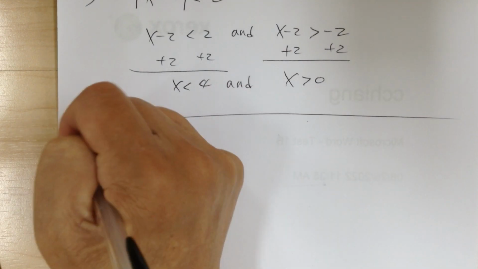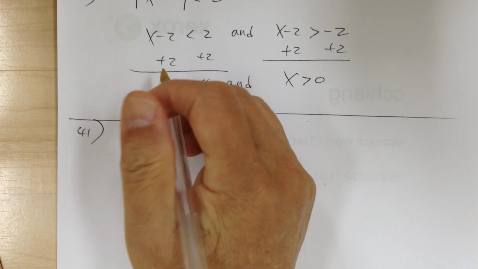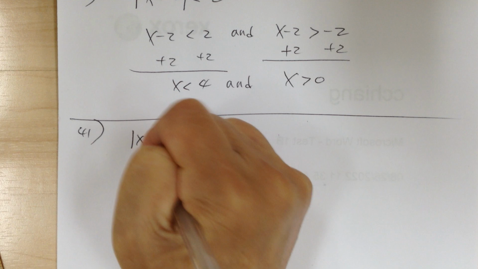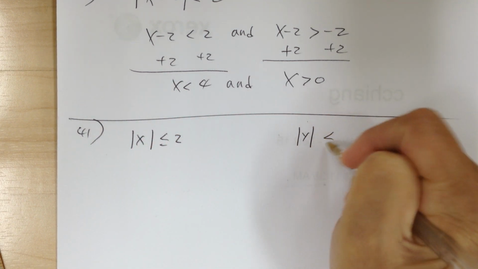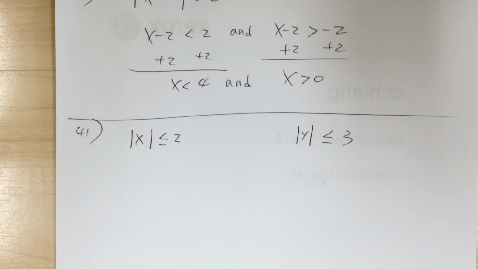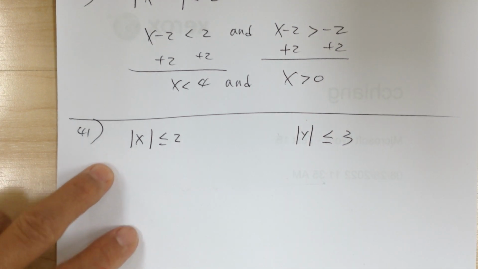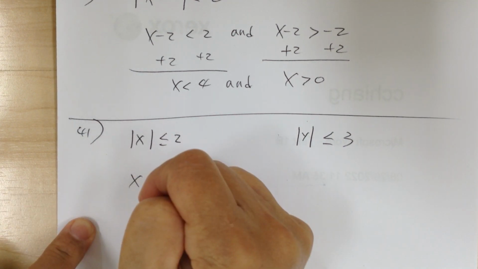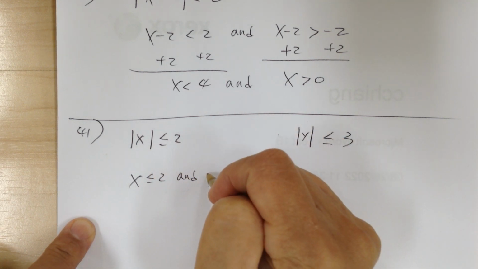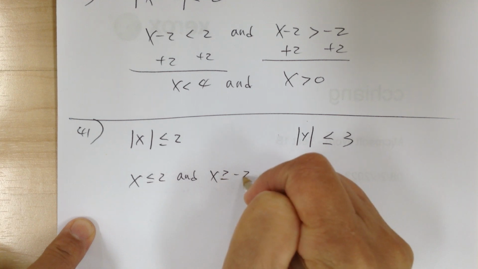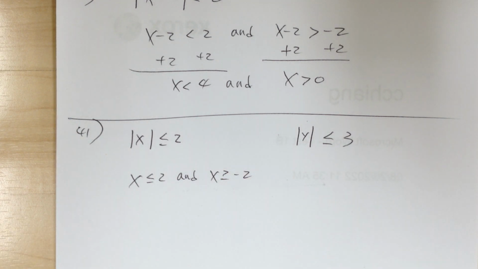Let's go to number 41. You've got the absolute value of x is less than or equal to 2, and the absolute value of y is less than or equal to 3. Again, you can separate. So you've got x is less than or equal to 2 and x is greater than or equal to negative 2. Let's graph this one first.